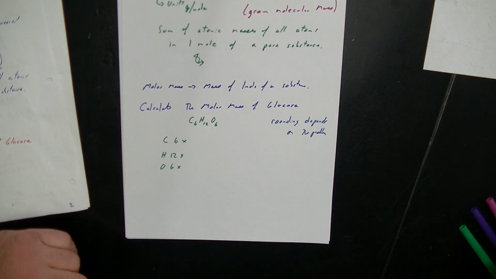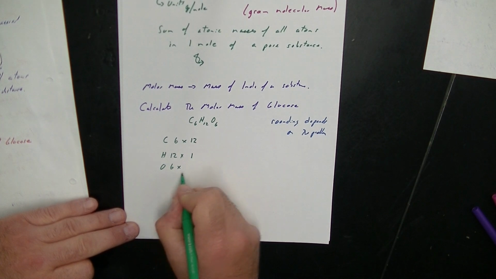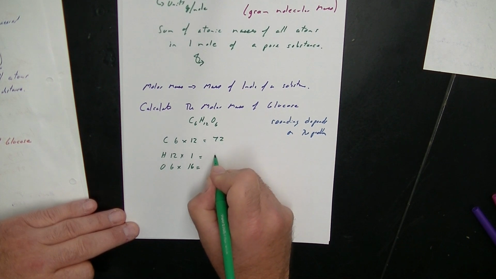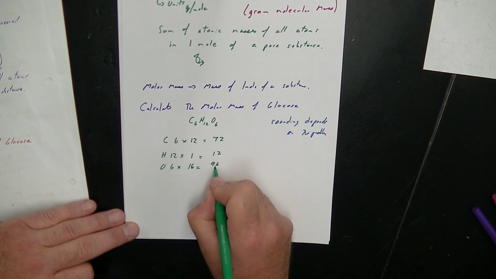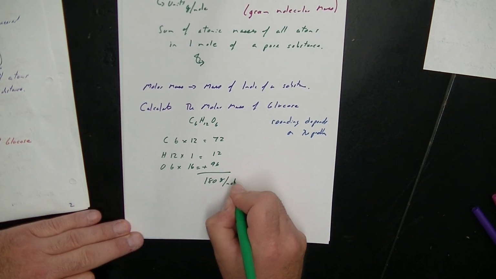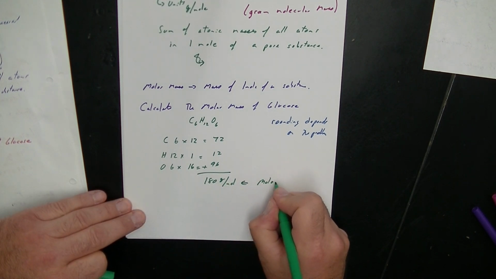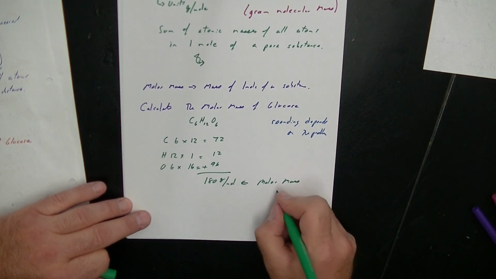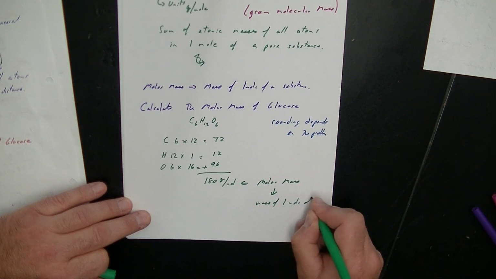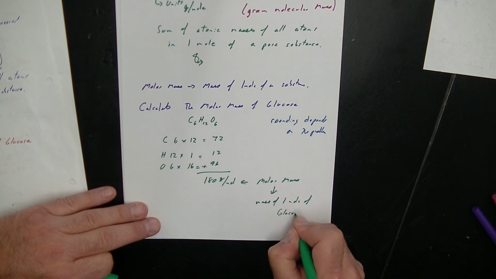In this case, we look up the mass of carbon, and it's 12. Hydrogen is 1. Oxygen is 16. Then we multiply across, and we get 72, 12, and 96. We add those all up: 180 grams per mole. So this is the molar mass, which is the mass of 1 mole of sugar, or glucose, in this case.